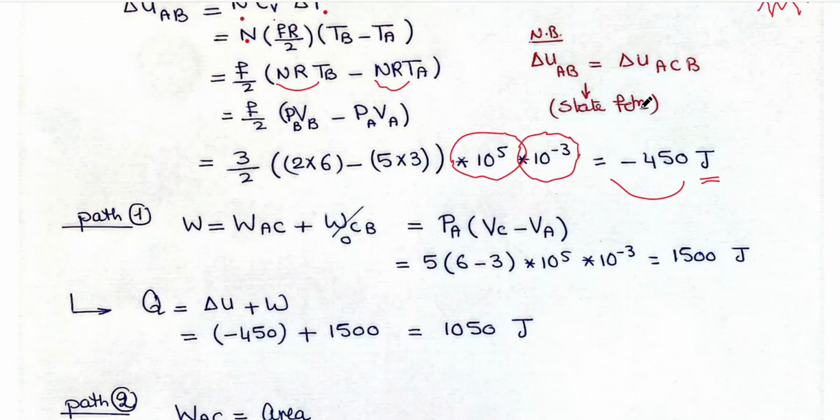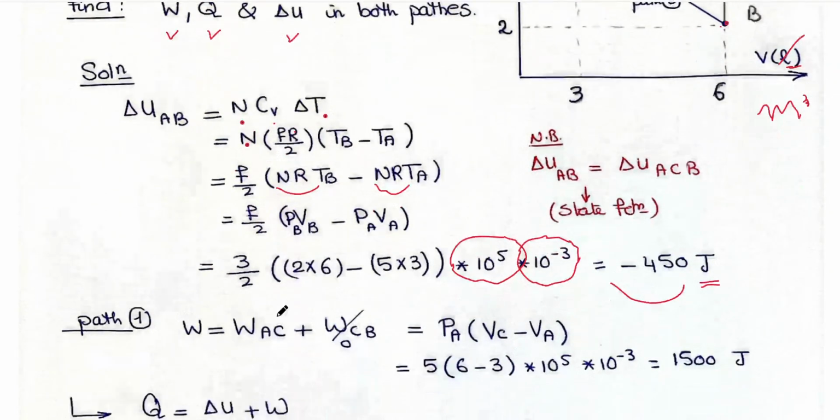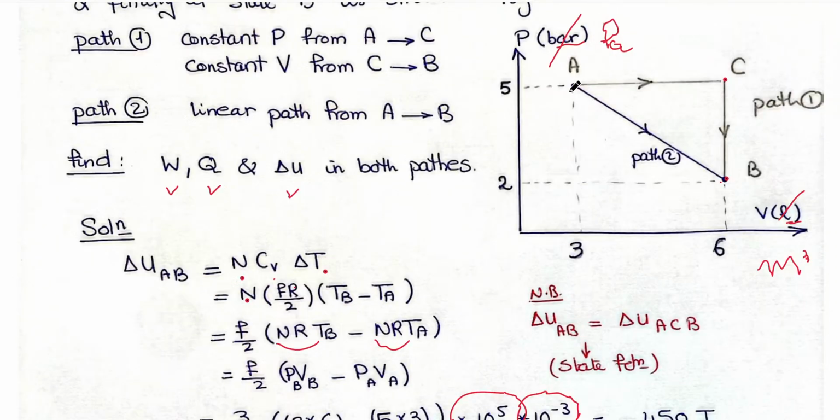Now to calculate the work, I will have to calculate work AC plus work CB. I will calculate work AC, then add work CB. CB is a vertical line, so there is no area under it, and at constant volume there is no work. So I won't calculate this one. I will only calculate the work from A to C. To calculate the work, just calculate the area under this rectangle.